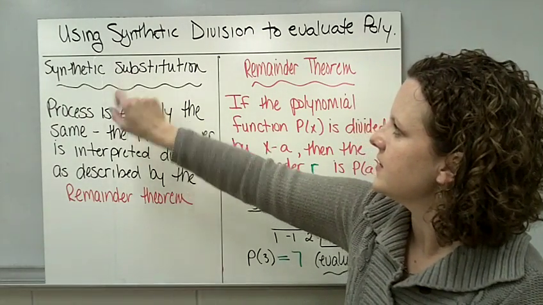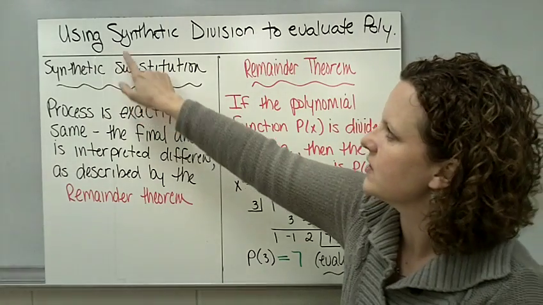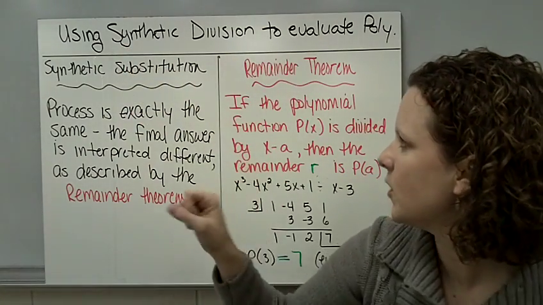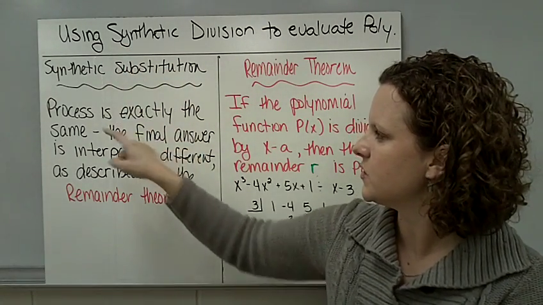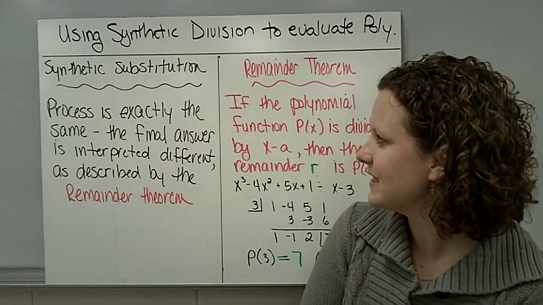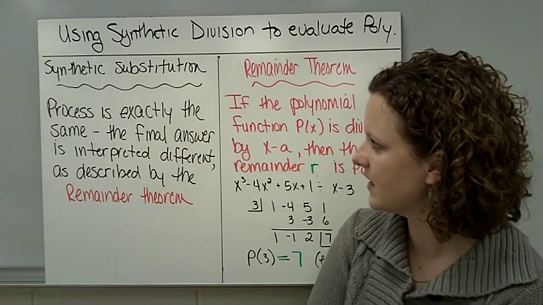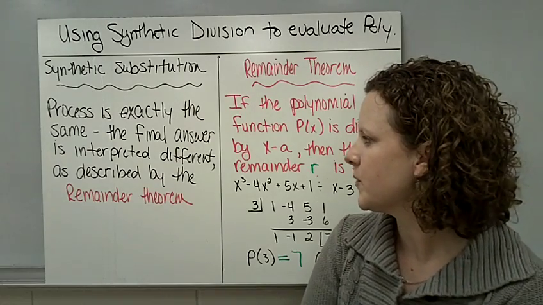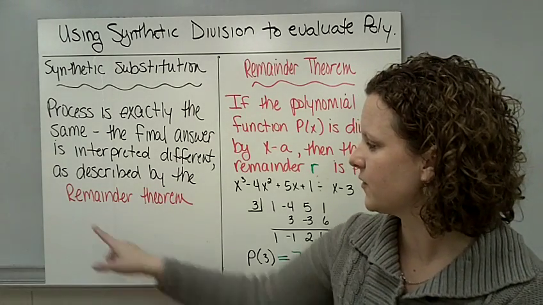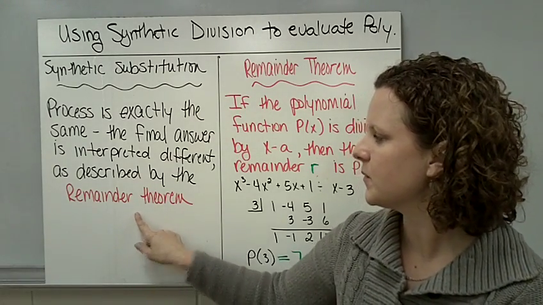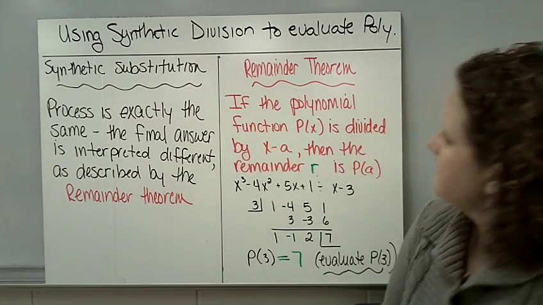We're going to use synthetic division to evaluate polynomials, which is called synthetic substitution. The process is exactly the same as synthetic division. The final answer is interpreted differently, as described in the remainder theorem. This is a theorem we're learning right here.